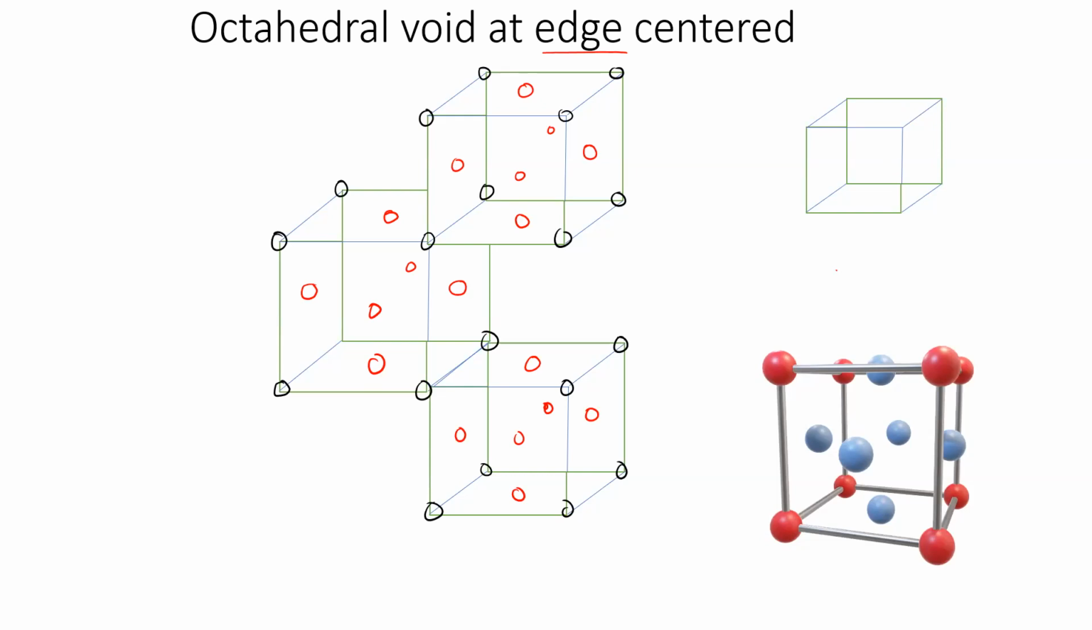How many edges are there in a cube? 1, 2, 3, 4, 5, 6, 7, 8, 9, 10, 11, 12. Each and every line is an edge. So there are 12 edges.